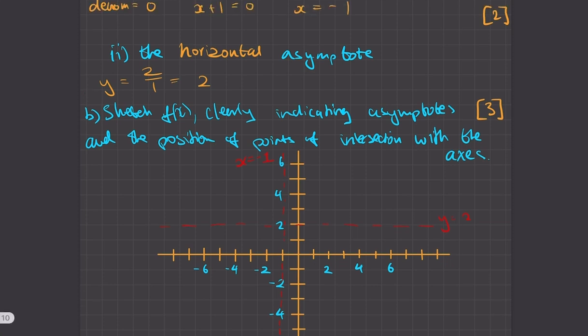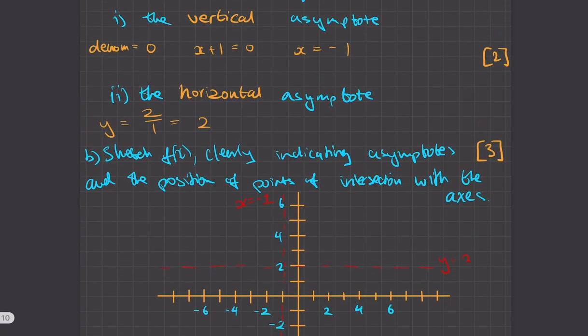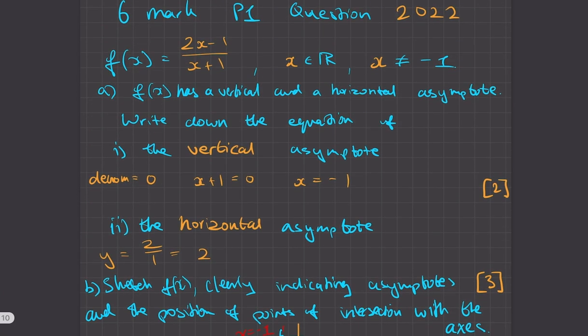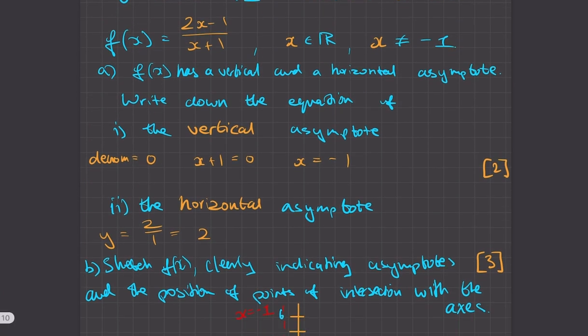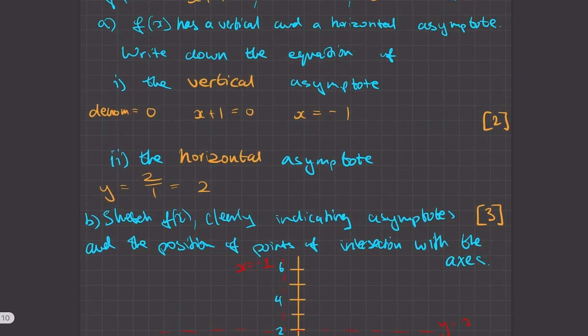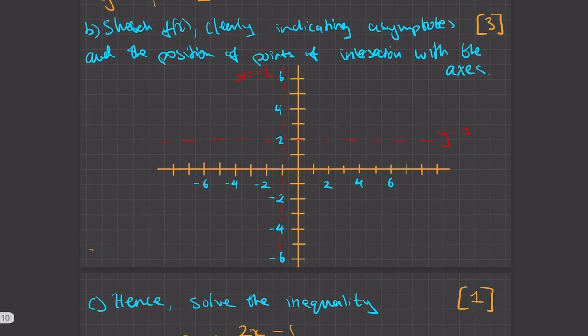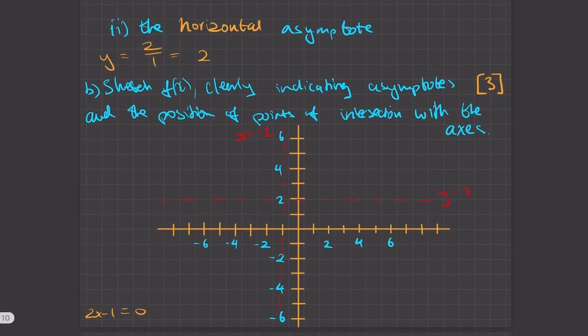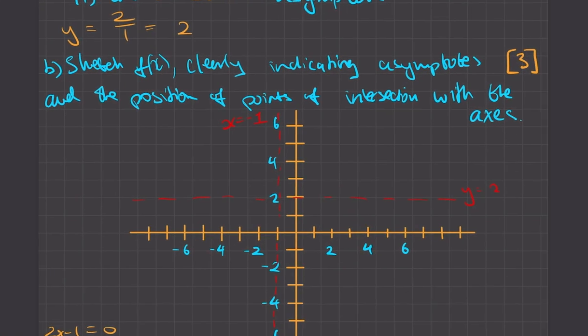Now points of intersection. So when does it intersect with the x-axis? Well, that's when y is 0. Now when is y 0? That's when 2x minus 1 is 0. So we need 2x minus 1 equals 0. So 2x equals 1, so x must equal 1/2. So when x equals 1/2, y is 0.